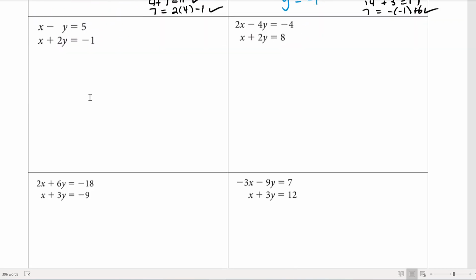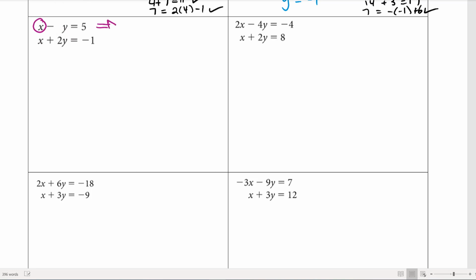Our next problem is the first time that step 1 isn't already done for us. Step 1 says solve one equation for either x or y. Now, it doesn't really matter which equation you use and which one you solve for x or y. But I would identify this x or this y because they don't have any coefficients. Those are the ones that I would probably solve for. Let's pick x on the first one, okay?